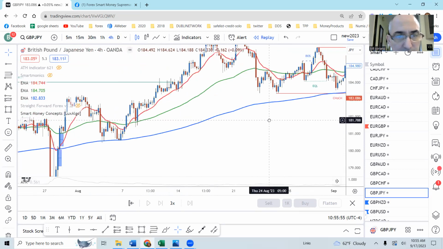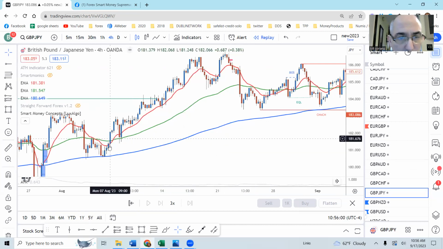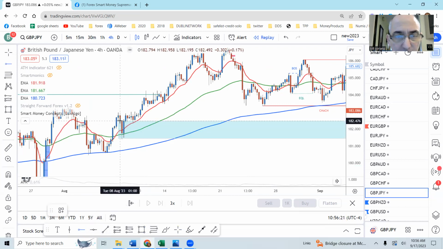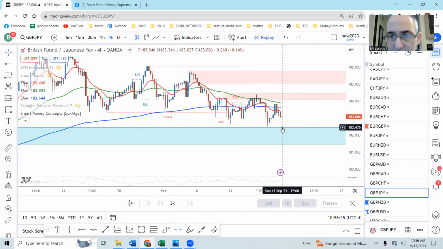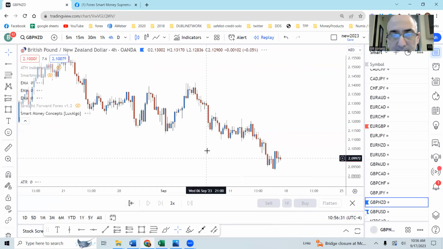I kind of like this area right here. There is imbalance. There's more imbalance down here. Let me see if this may have already been hit. No, it hasn't been hit yet. Okay, so let's put our alert right there. GBP NZD.